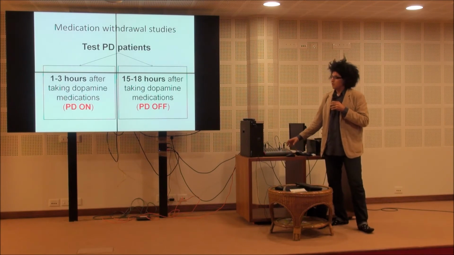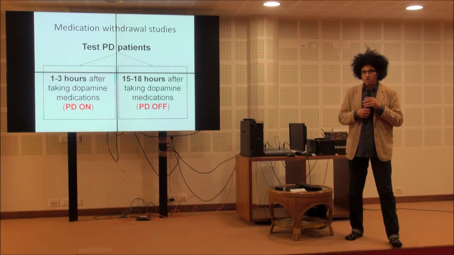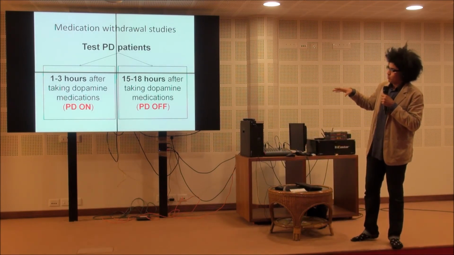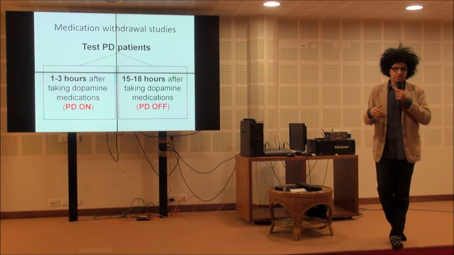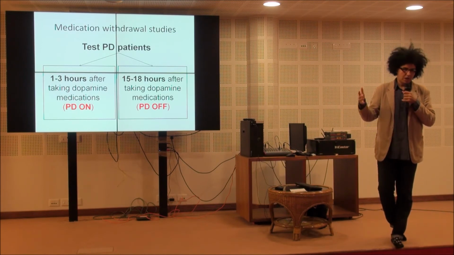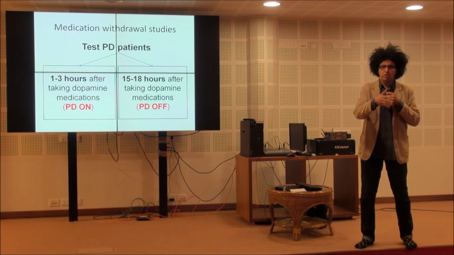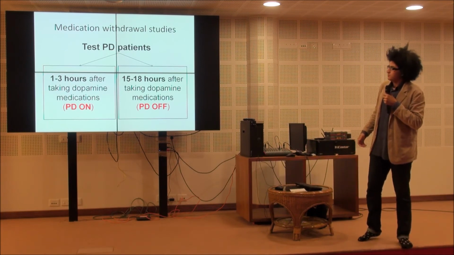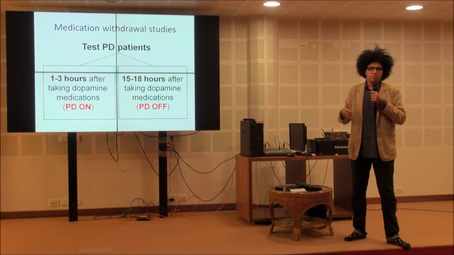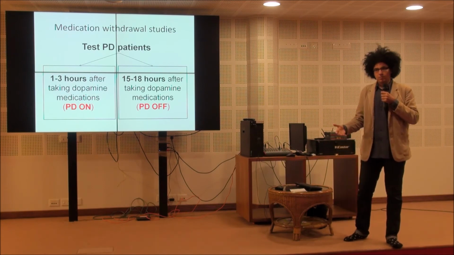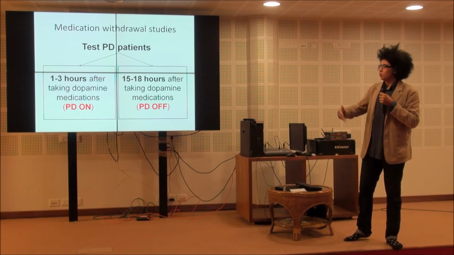And in this study, we tested patients again on and off medication. By that, what we mean is, Parkinson's disease patients take medication about 3 or 4 times a day: morning, afternoon, and evening. So they took their medication in the morning, they came to the lab maybe an hour or 2 after, and we tested them.